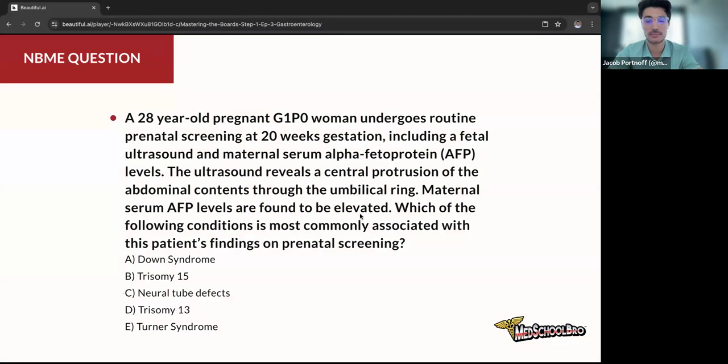Okay, pertinent positive here, important. Which of the following conditions is most commonly associated with this patient's findings on prenatal screening? Now, this might be a little bit of a tricky one for you guys. Everyone in the chat box, I want you to put in your answer. Today, there are no wrong answers. This is the best for your learning, to contribute in the chat.